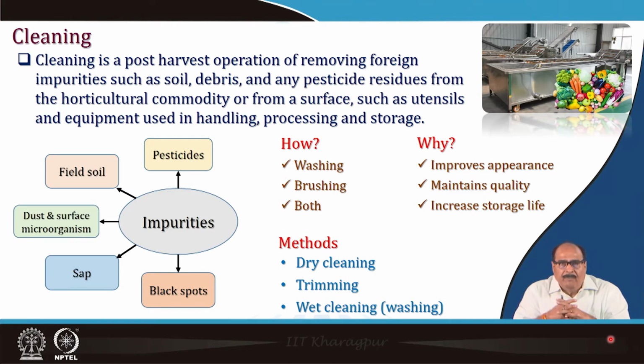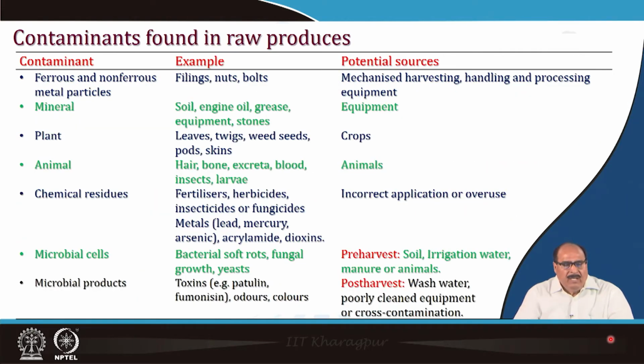It is a very important operation because it improves the appearance of the commodity, it helps in maintaining the quality of the produce, and also it increases the shelf life. Various methods of cleaning fruits and vegetables include dry cleaning, trimming, wet cleaning, etc. In this table, I have tried to summarize the different contaminants which are found in the raw horticultural produces.